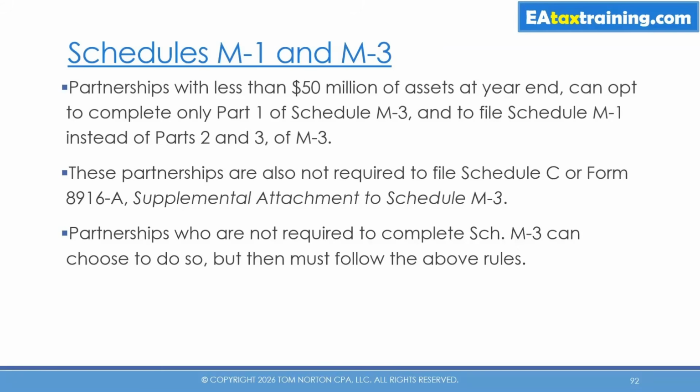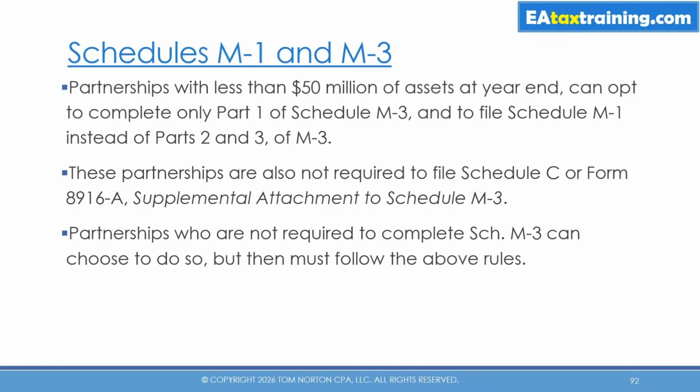If you have a partnership that meets one of those criteria, they have to file an M3, but their total assets are less than $50 million. They don't have to complete the entire M3. We're going to look at it here in a minute. But if they want to, they can just fill out Part 1 of the M3 and then also fill out the M1 back on the 1065. It'll make more sense when we look at it.